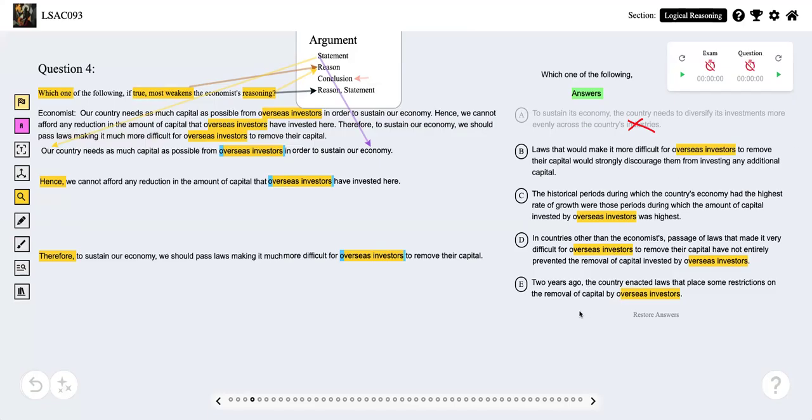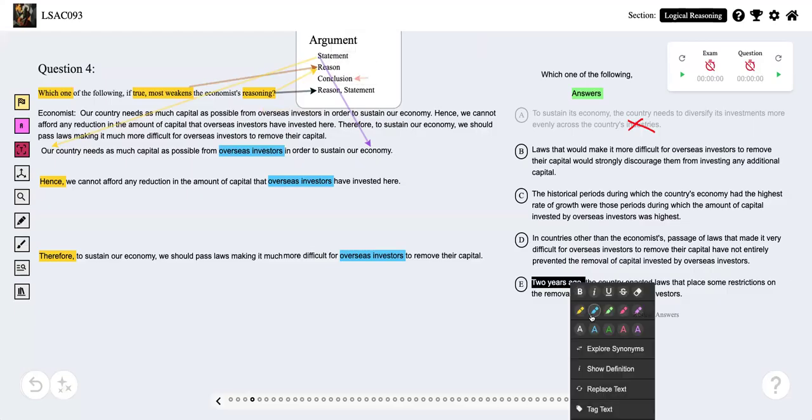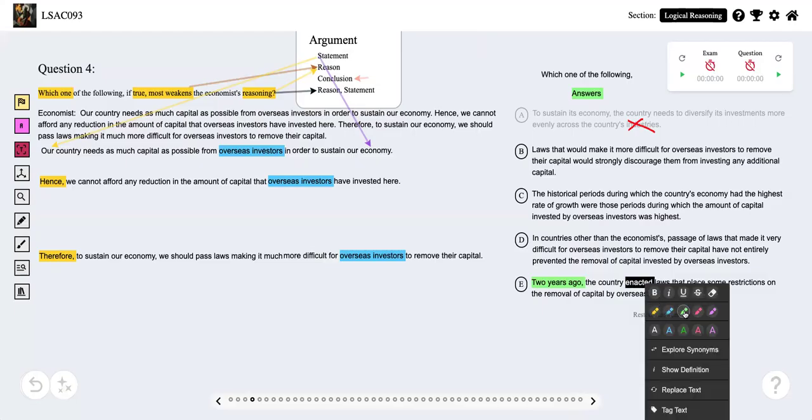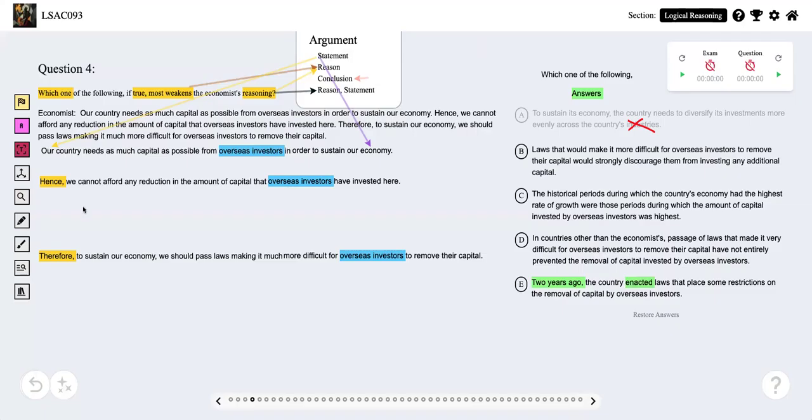Let's go down to answer E. Two years ago, the country enacted laws that placed some restriction on the removal of capital by overseas investors. This is a very interesting preface here. The adverbial phrase puts all this in the past because here's the past tense verb. But relative to this sentence, we cannot afford any reduction in capital that has been invested here. This is occurring in the present.